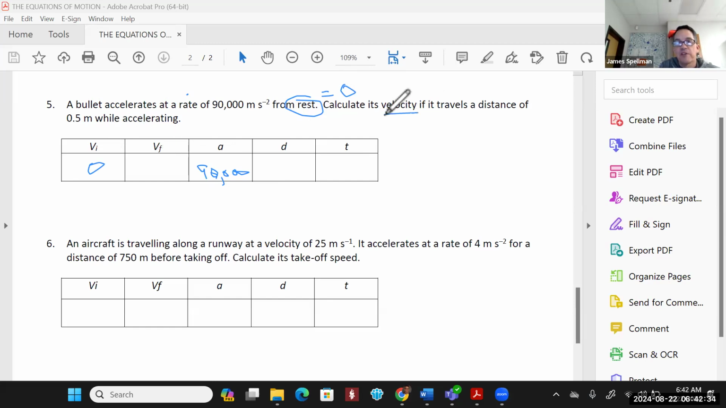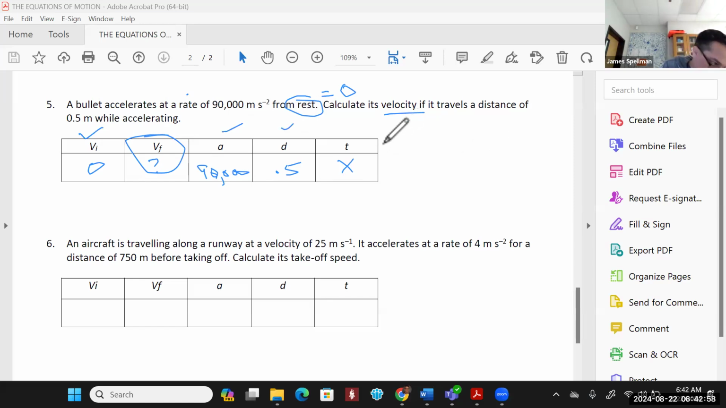Calculate the velocity. So we're trying to find its final velocity, if it travels a distance of 0.5 while accelerating. We don't know the time on this one. So we're trying to solve for VF. If you go back and look at your formula sheet, we do have a VF formula that we can use if we know VI, A, and D. So we know VI, we know A, and we know D.